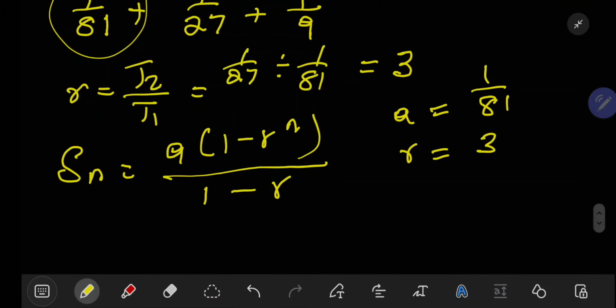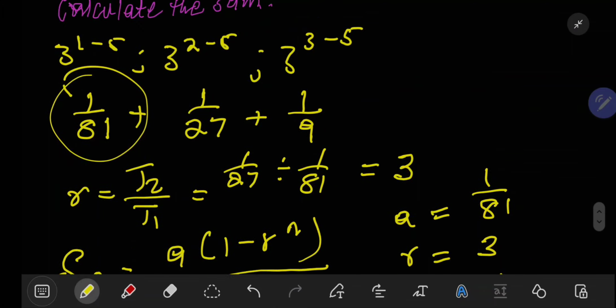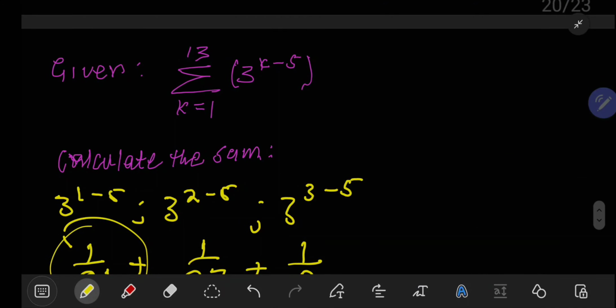Now our n value, remember it's top minus bottom plus 1. What's on top of the sigma notation is 13. Then what's on the bottom is 1.